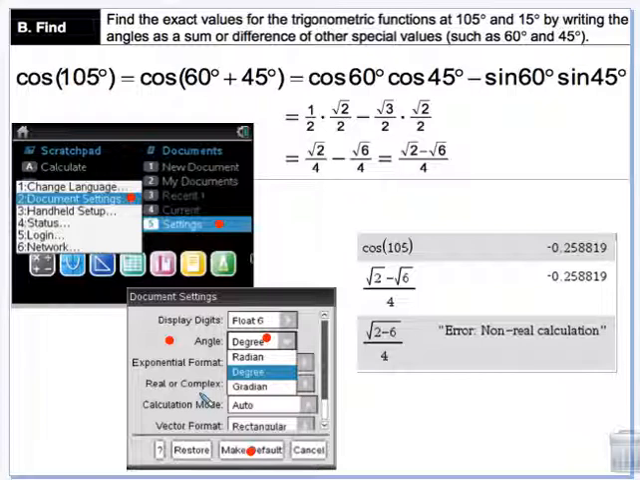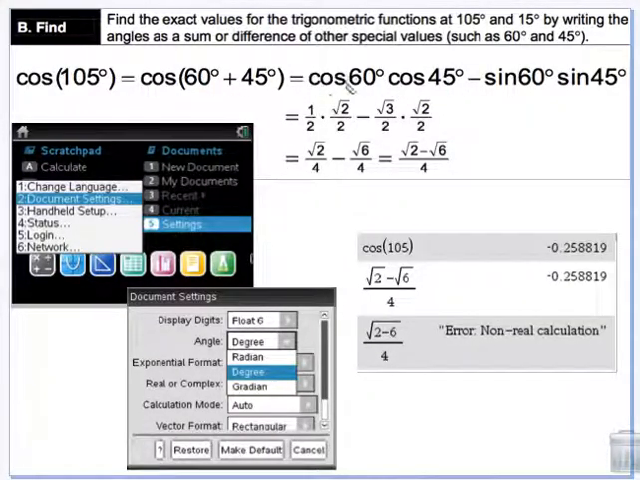All right, so now actually applying this, we want to know what cosine 105 degrees is, but we want the exact answer. And so we're going to use 60 degrees plus 45 degrees. And so when I plug that in, let me move some of this.